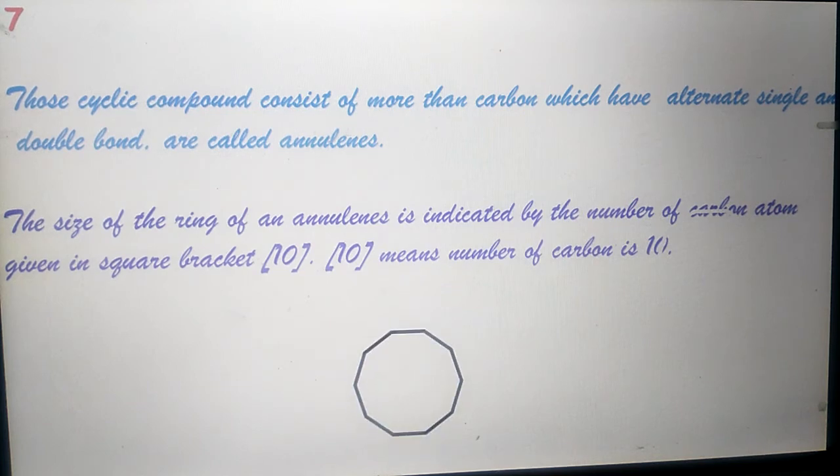This is cyclodecaene, contain 10 carbon atom, in pi bond. So the number of carbon atom is represented in square bracket, which is 10.